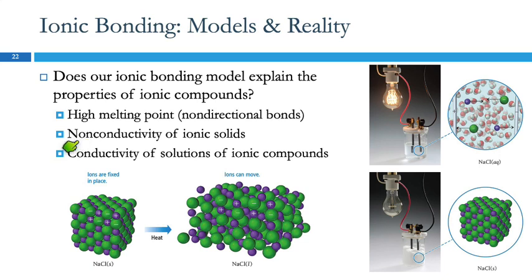Ionic solids are non-conductive. They don't conduct electricity. Well, in order for electricity to flow, you have to have charged particles that can move. So here in the solid, they can't move. They're fixed in place. But if we dissolve them in water, now we have individual ions, charged particles that can move, and this will conduct electricity. You can also get conductivity if you melt it and make liquid sodium chloride, which is not very easy to do.